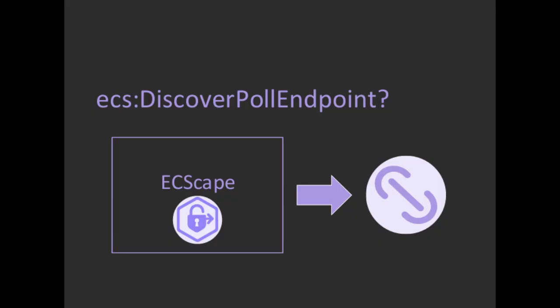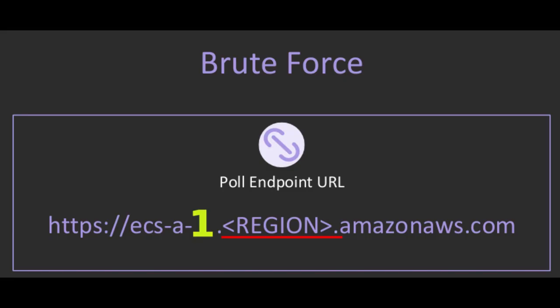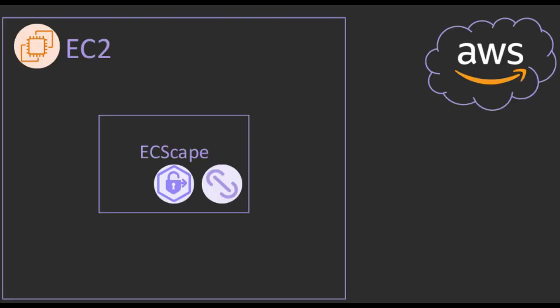The first hurdle is permission. A task cannot legally call ecs:DiscoverPollEndpoint unless it has instance role credentials. The attacker, which we call the ECScape task, starts by trying to find that WebSocket URL. But just knowing the URL pattern isn't enough. You need valid credentials to sign the connection request, a dead end.